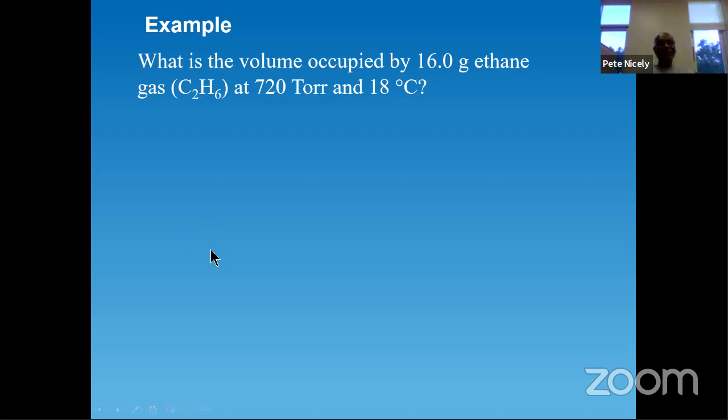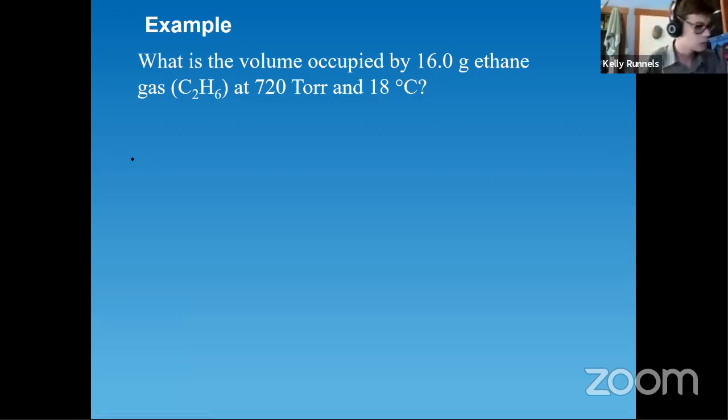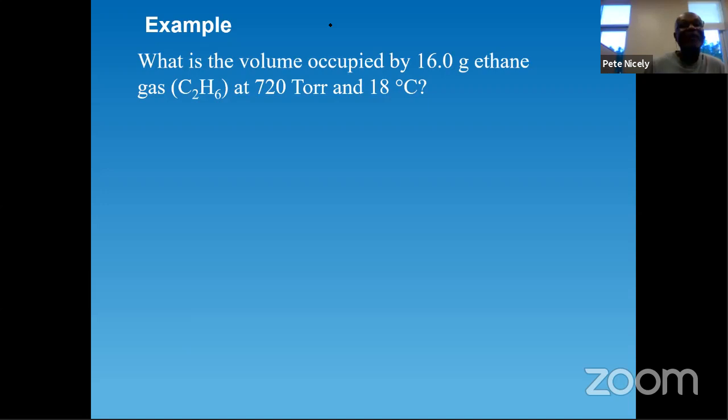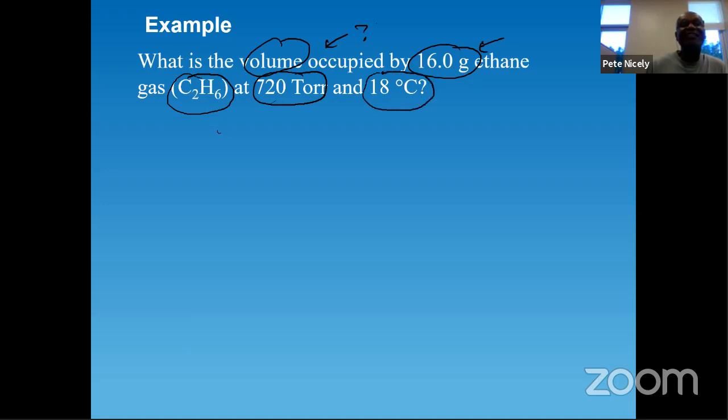So any ideas as to how you tackle this problem? Oh, I'm getting into it. I'm just doing all my conversion factors right now. Okay. Well, let me see here. The question is asking for the volume, right? The question gives you the mass of ethane. It gives you the formula. That's important. Gives you the pressure in torr, and it gives you the temperature in Celsius.